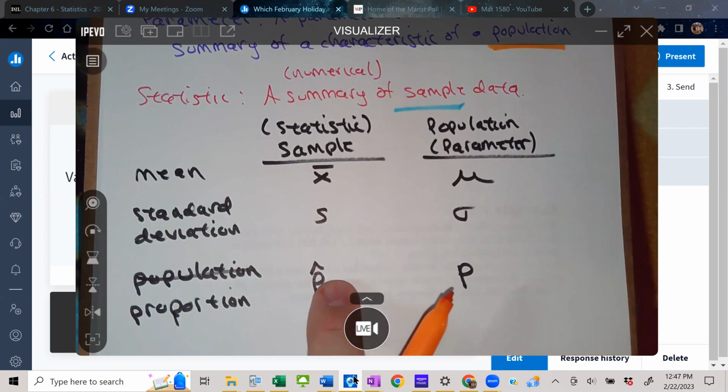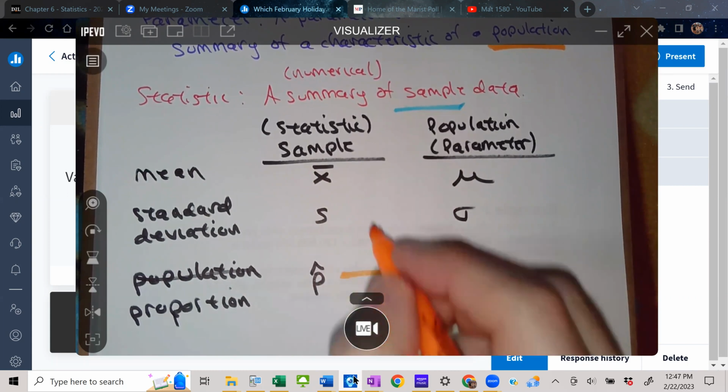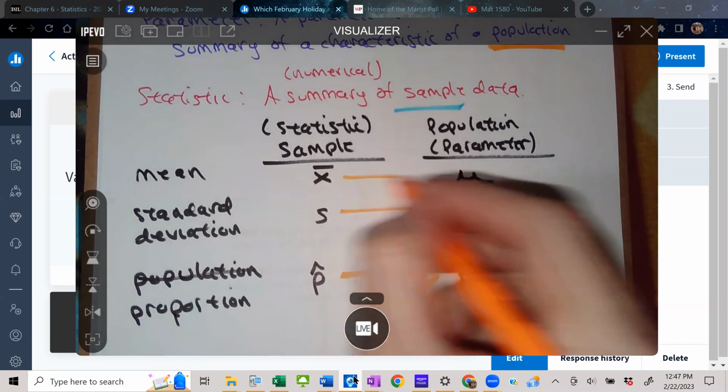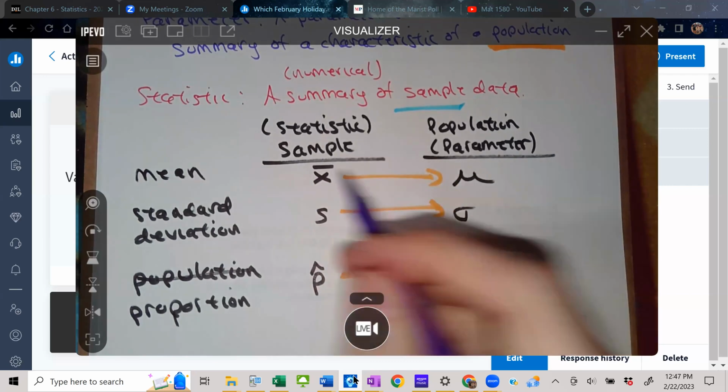You're hoping that this is a good estimate of this. This is a good estimate of this. This is a good estimate of this. But all of these, the left estimates the right.